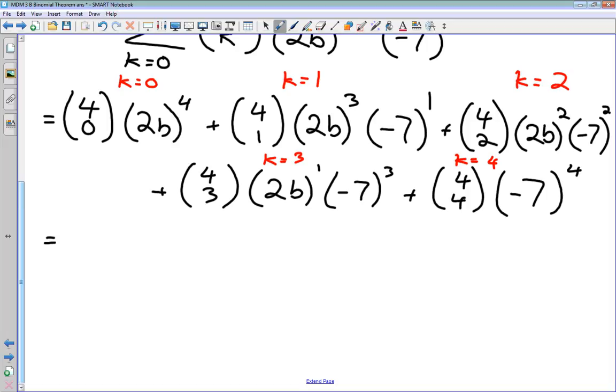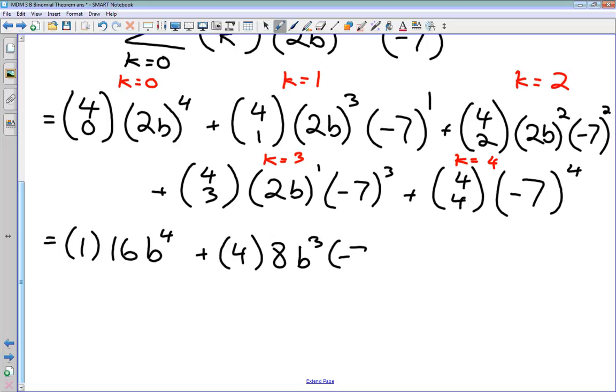So if we look at the first term, we've got 4 choose 0. What's 4 choose 0? That's just 1. 2b to the exponent 4. We've got to remember that that exponent 4 applies to everything that is inside the brackets there, the 2 and the b. So we're going to get 2 to the power of 4, which is 16, and then b to the power of 4. So there's our first term. We still have to clean up a little bit. Our next term, we've got 4 choose 1. 4 choose 1 is just 4. We expand 2b cubed, so we're going to get 2 to the power of 3 is 8, b cubed. And then we've got negative 7 to the power of 1, so we're still going to have a negative 7.